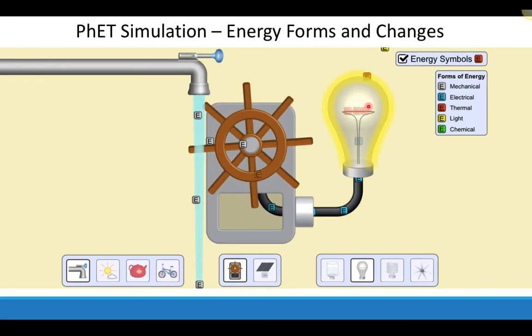Some of that electrical energy turns into thermal energy, which is causing the light bulb to get warm, and some of it is also turning into light energy. So we've got energy coming from this falling water, causing the wheel to turn, which is mechanical energy, converting that into electrical energy, and then converting it into heat and light. So we've got lots of different forms of energy here that are being converted back and forth.